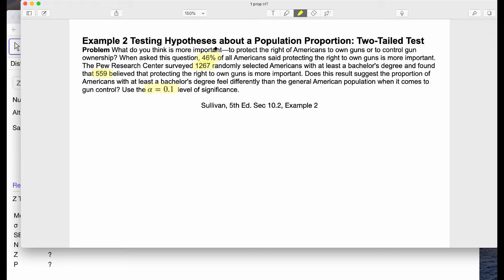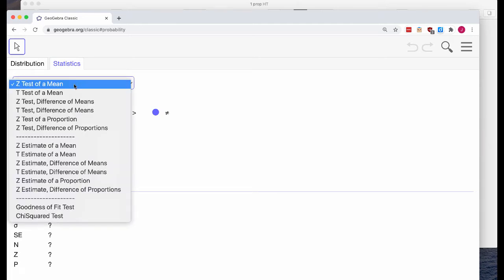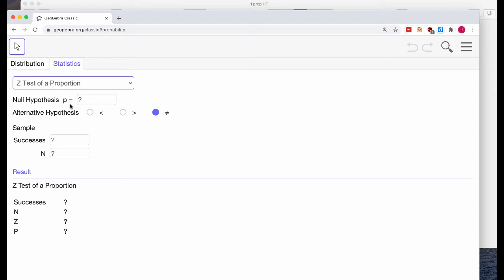So with our data, we're going to go to GeoGebra, and on the Statistics tab, we're going to click the drop-down menu, and instead of z-test of a mean, we're going to go to z-test of a proportion. So what we need to do this hypothesis test is a null hypothesis. This says that the population proportion P is equal to what number?